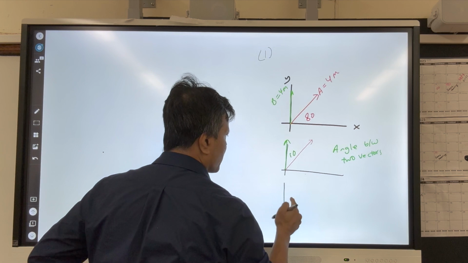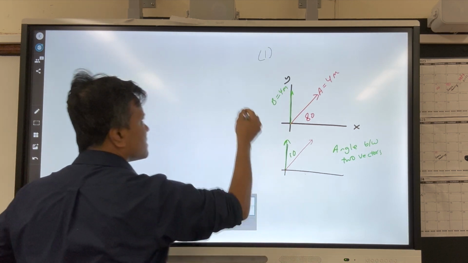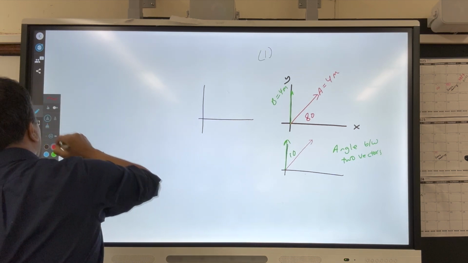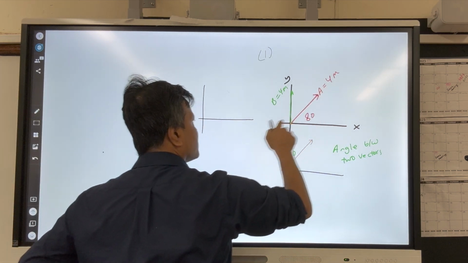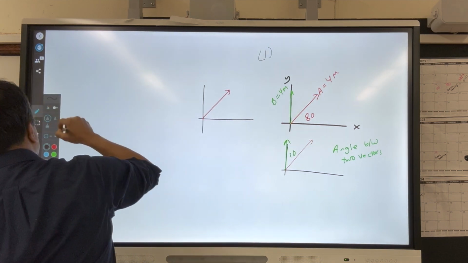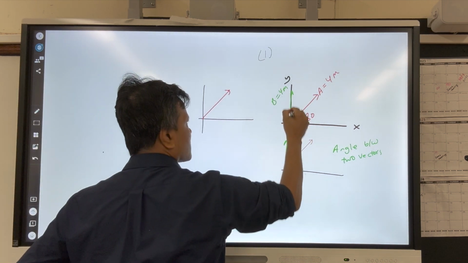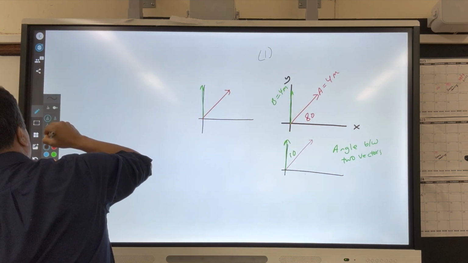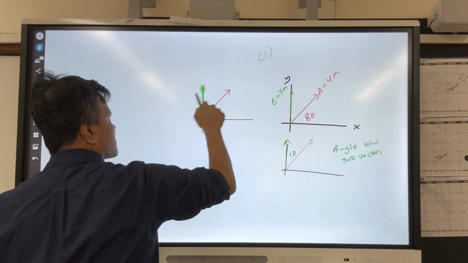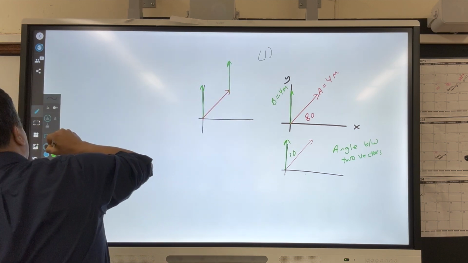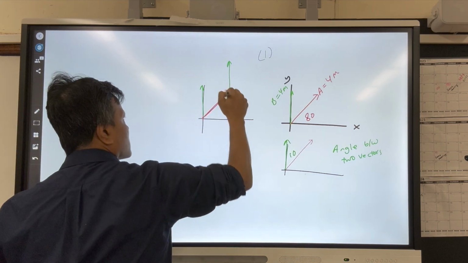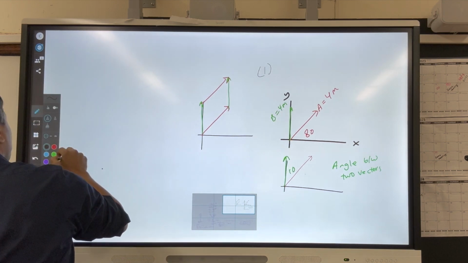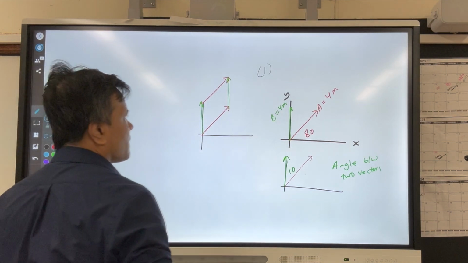Now I'm going to show you the angle between the head and tail. How are you going to do that? Probably I'm going to do it here. Angle between head and tail. So I'm going to copy this one over here, and copy the red one. Okay. So angle between head and tail, that's what we are trying to find, right?